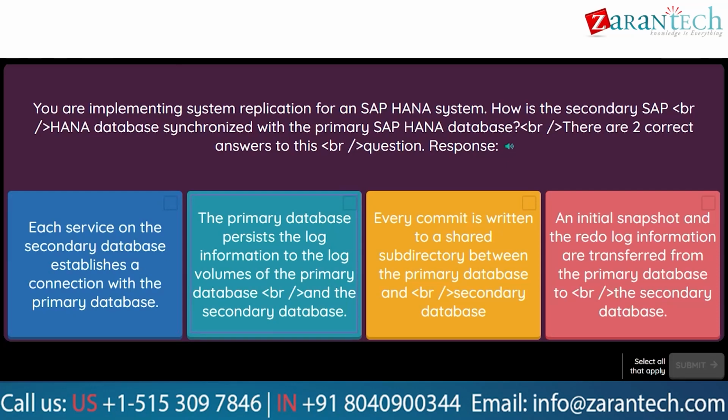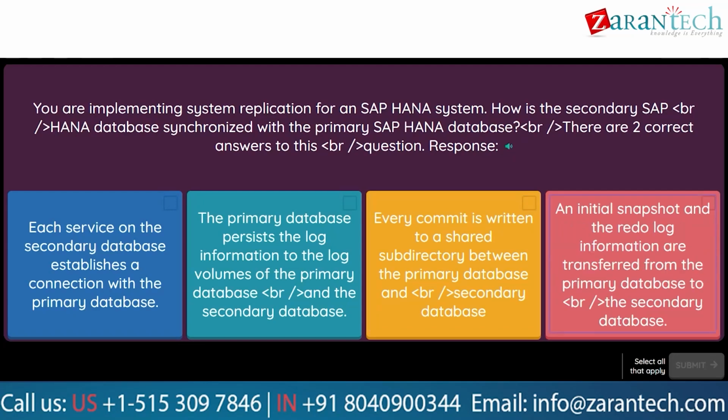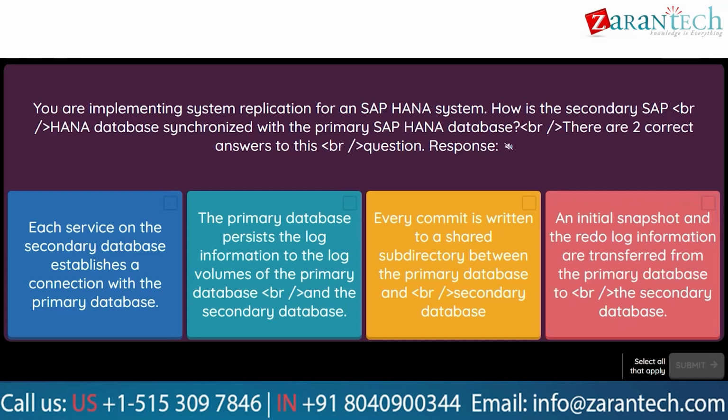Option 2, the primary database persists the log information to the log volumes of the primary database and the secondary database. Option 3, every commit is written to a shared subdirectory between the primary database and secondary database. Option 4, an initial snapshot and the redo log information are transferred from the primary database to the secondary database.